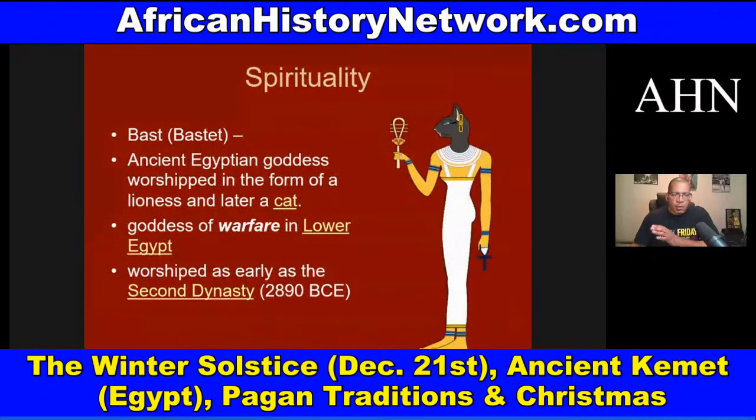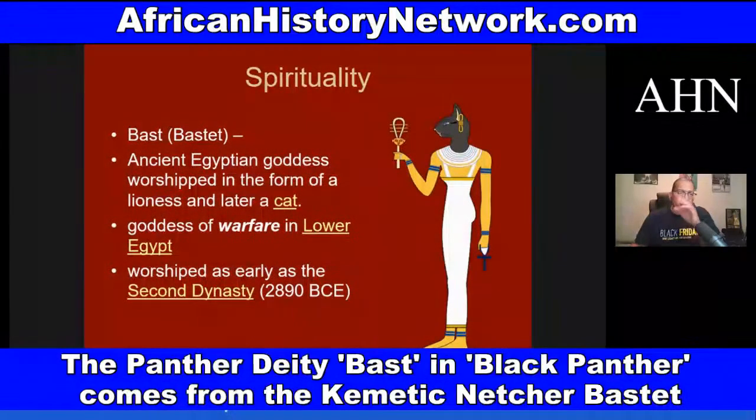So we deal with all this, and we deal with the film Black Panther. We know that the Netter Bast, who we see in the film Black Panther, comes from Bastet, who was an ancient Kemetic deity who was worshipped in the form of a lioness, and later a cat. She was a deity, or netter, of warfare in Lower Egypt, Lower Kemet, worshipped as early as the 2nd dynasty, around 2890 BCE.